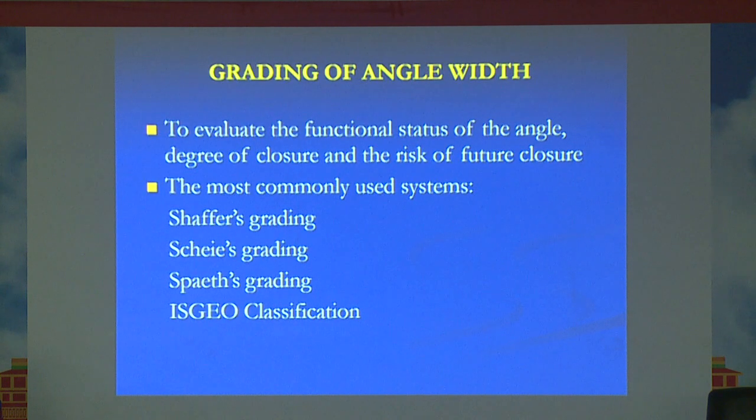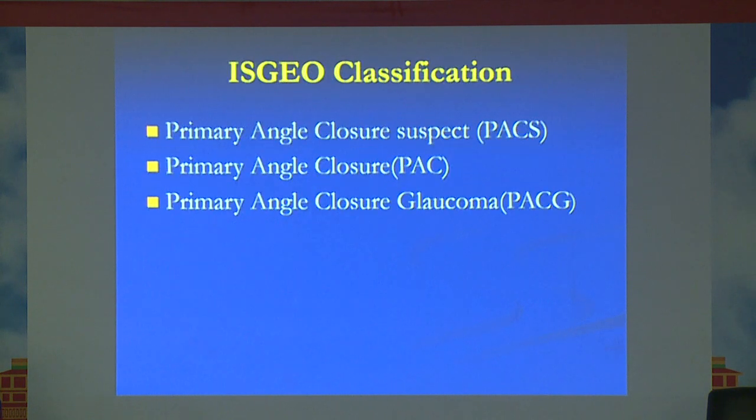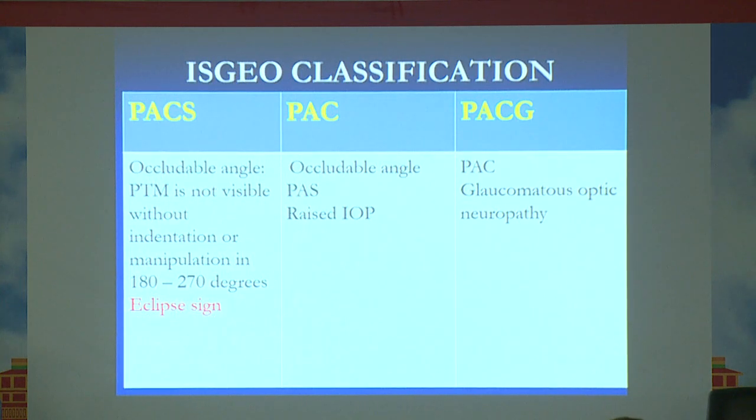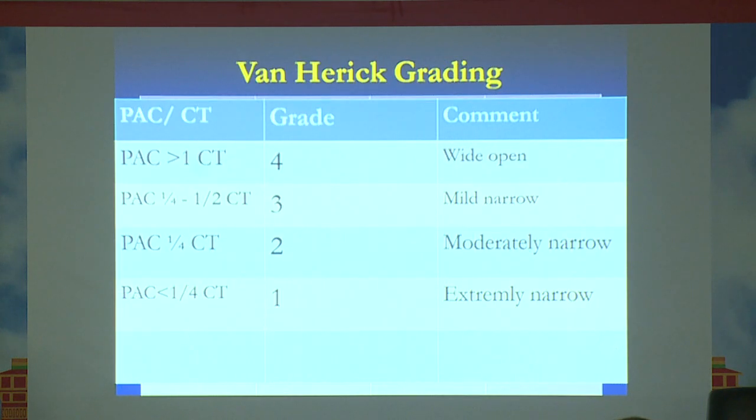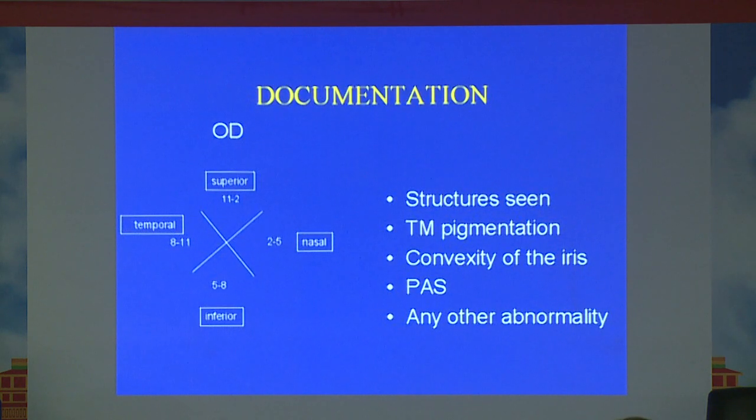The most important classification is the ISGEO classification, like PSC and PSCG. So how to document this?